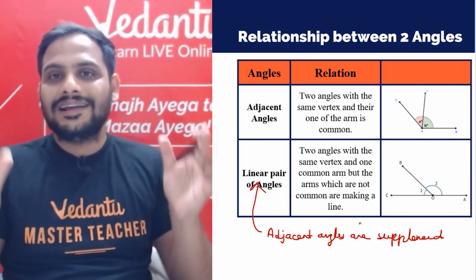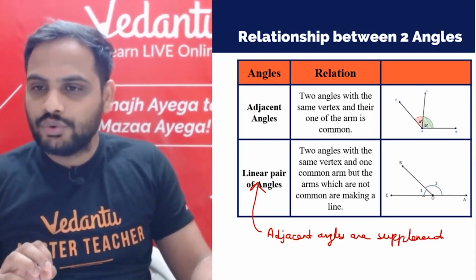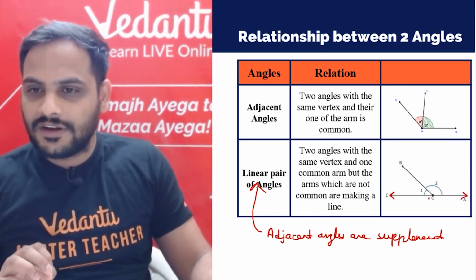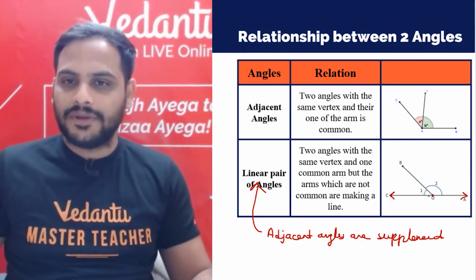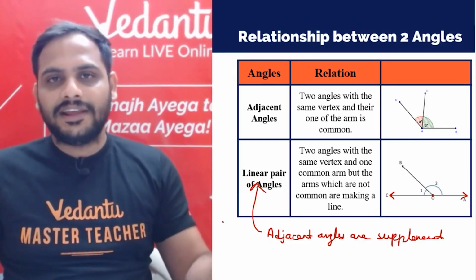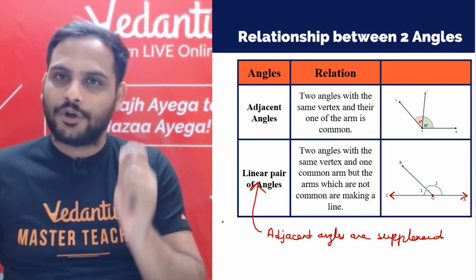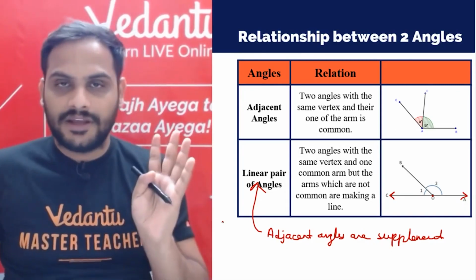Those angles are called linear pair. Why do we call it linear pair? Because those two non-common arms will be forming a straight line. So since a straight line, so linear pair. So adjacent angles can be anything, but they have a common arm and a common vertex, and non-common arms are on the opposite side of the common arm.